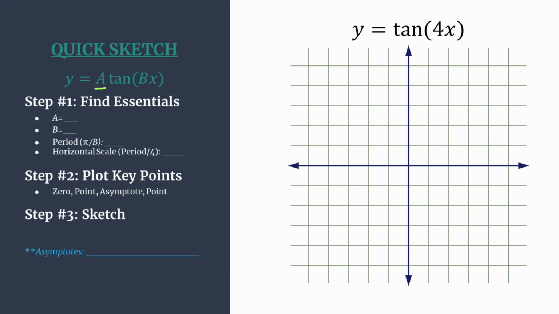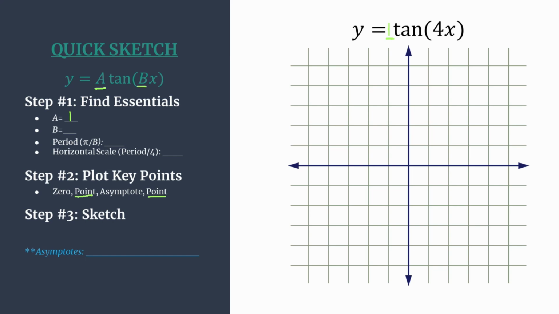A is your leading coefficient in front of tangent. We don't see anything in front of ours, so we understand there's a 1 there. That's going to be our vertical stretch factor. It's going to help us with the y coordinates of our curve shaping points, so these two in our key points pattern of step 2. We'll come back to that very soon.